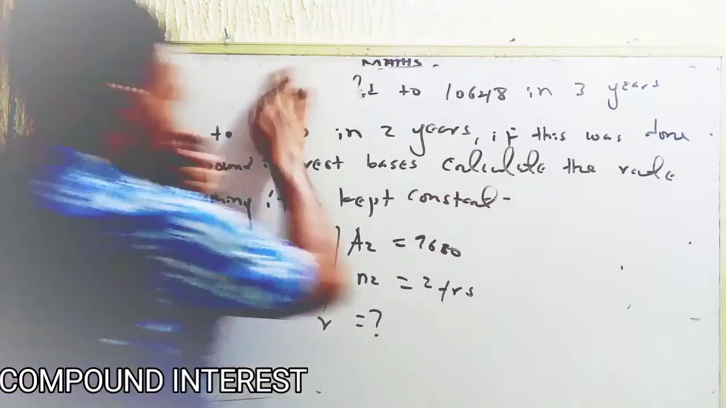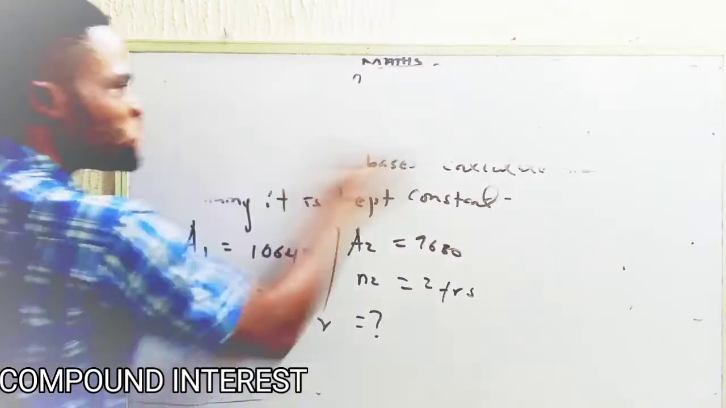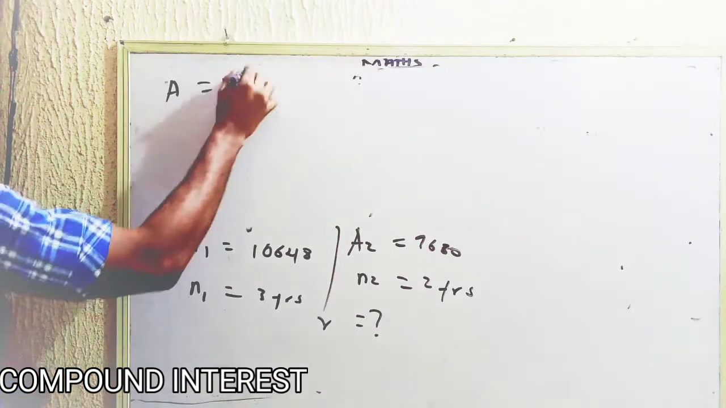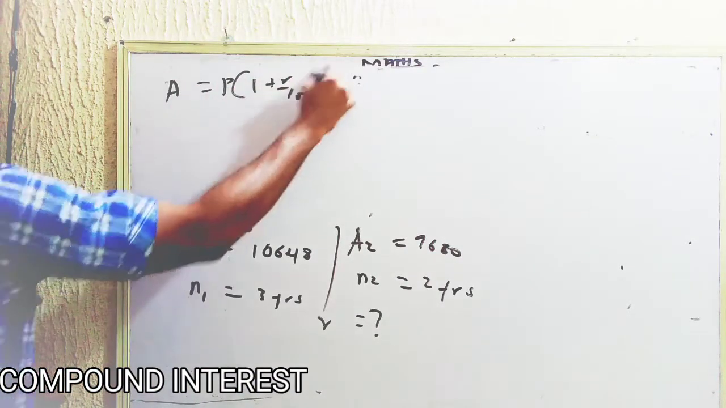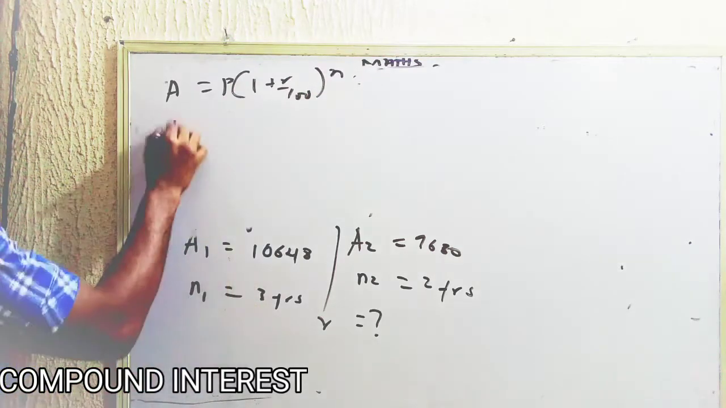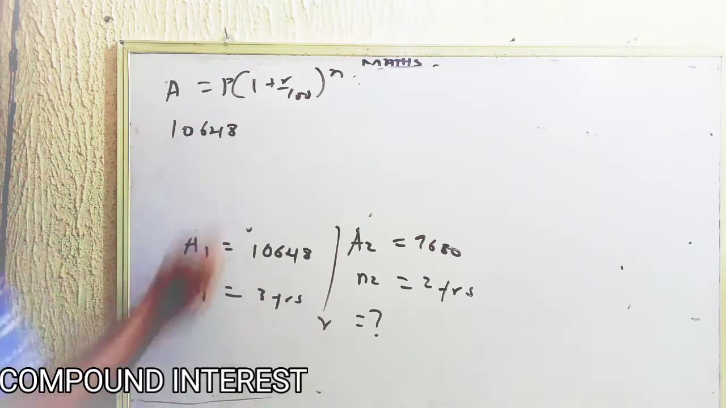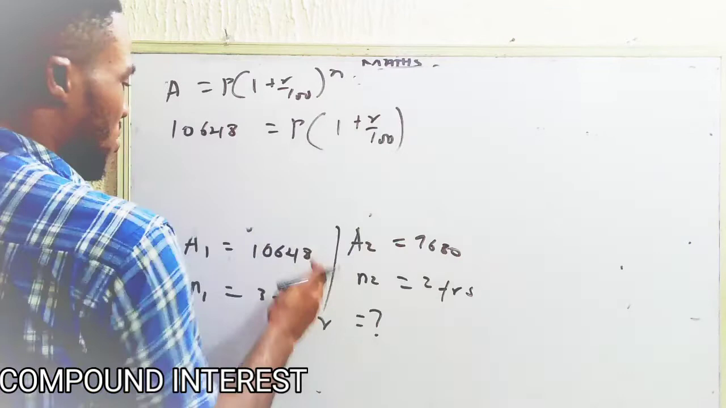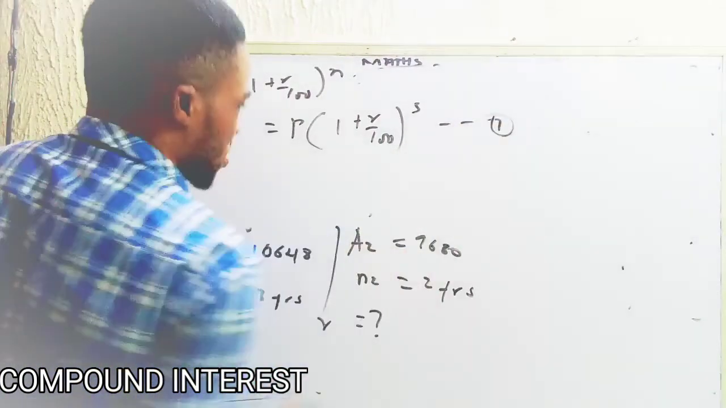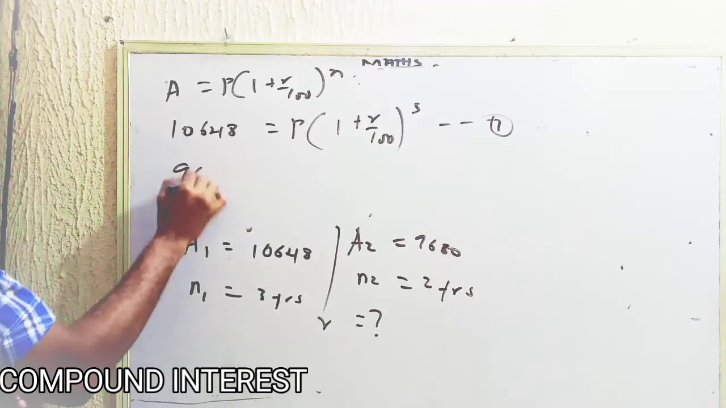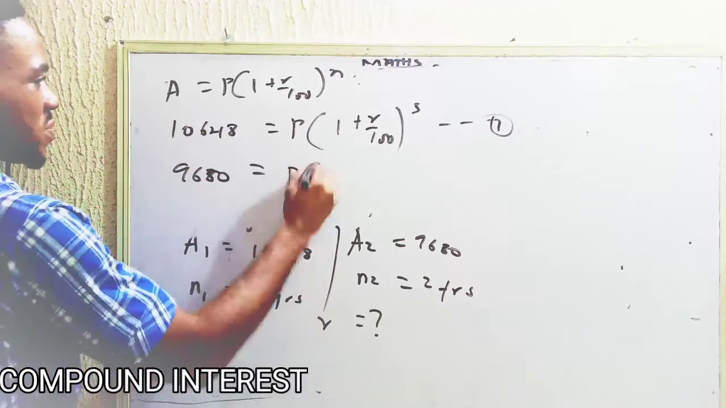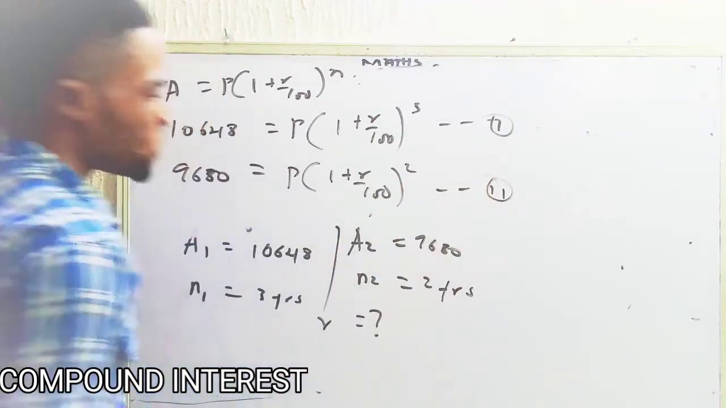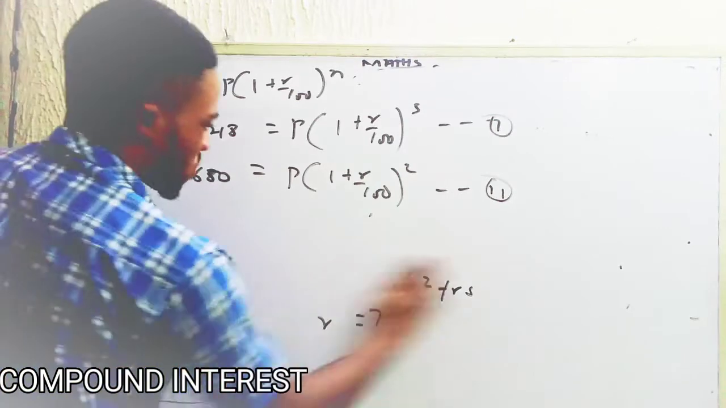Now, for the first one, recall the amount is given as the principal, bracket, 1 plus R over 100, raised to power N. So for the first one, I'm going to have 10648 is equal to the principal times 1 plus R over 100 raised to power 3. Let me call this equation 1. Do the same thing for the second one. I have 9680 is equal to the principal times 1 plus R over 100 raised to power 2. Let me call this equation 2.